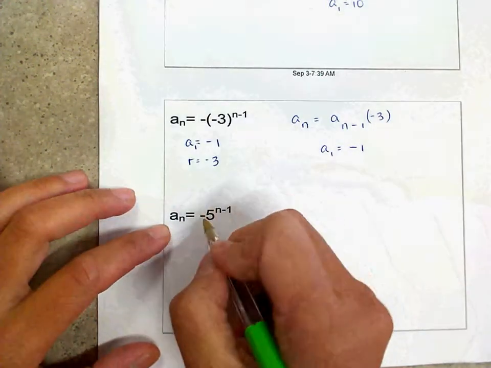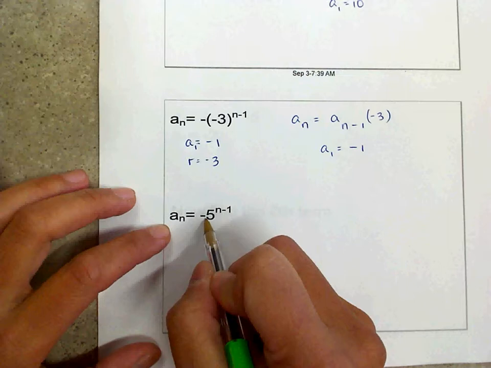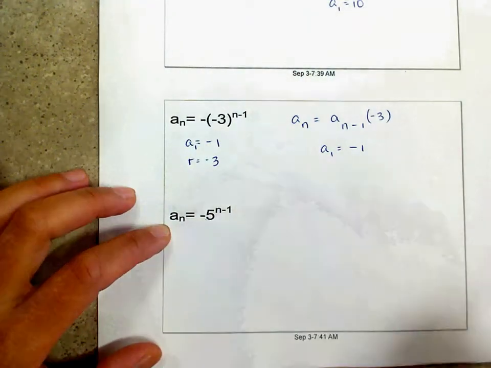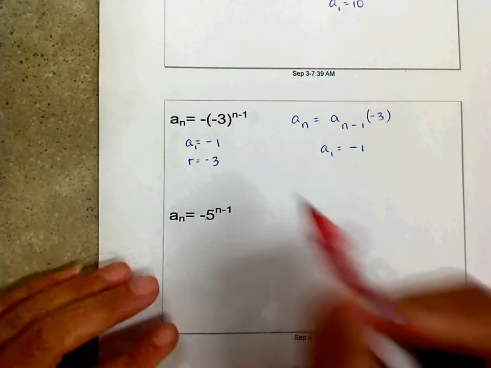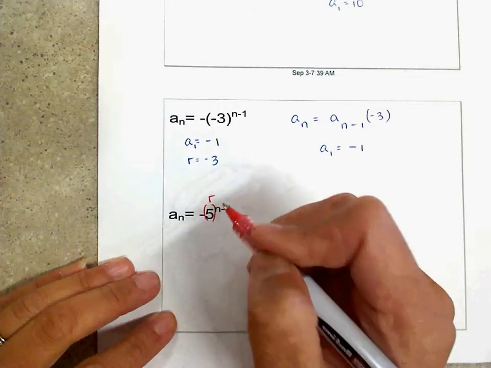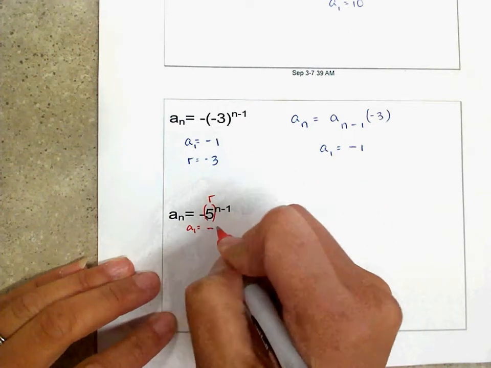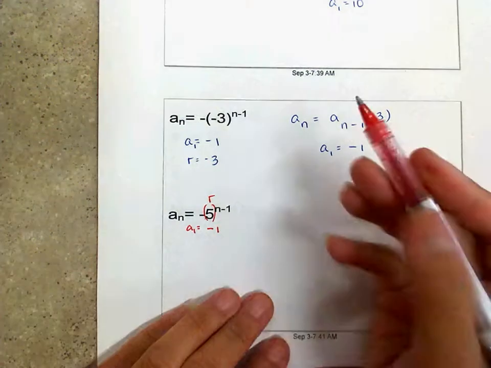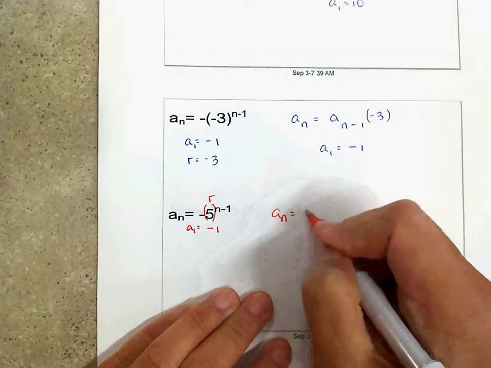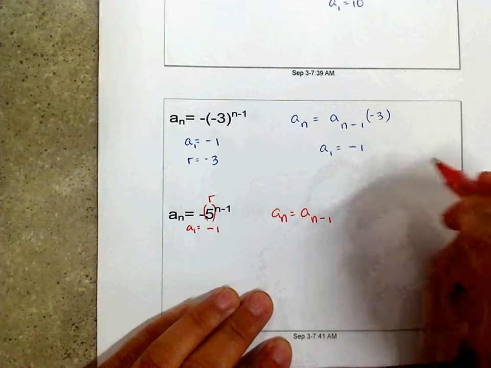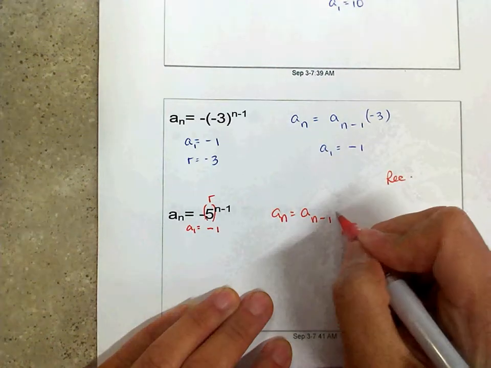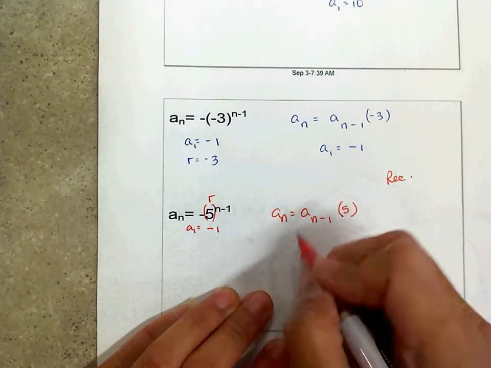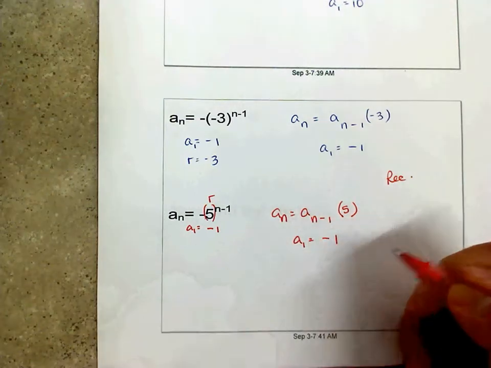Okay? Let's look at this example. Now, this is very important. Notice I don't have parentheses around here. So this is your R, and your first term is negative 1. Did you guys see that? So your formula will look like this. A sub n, this is your recursive. Your R is 5, and your first term is negative 1.